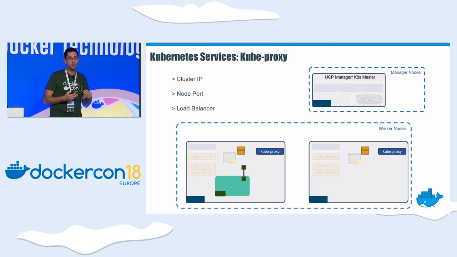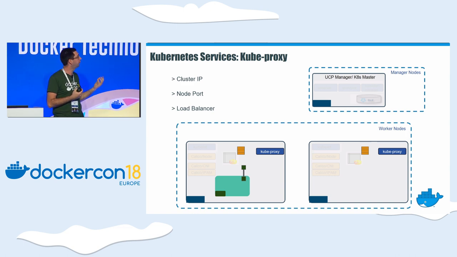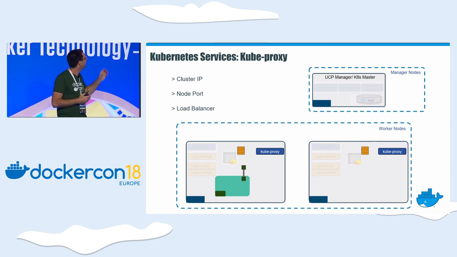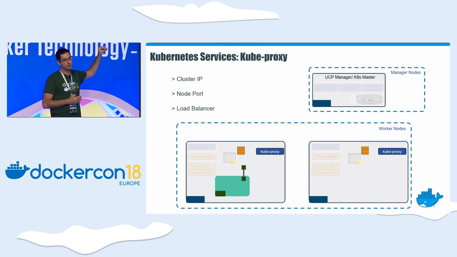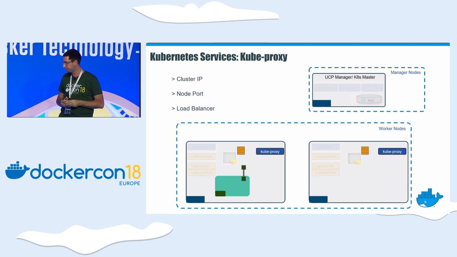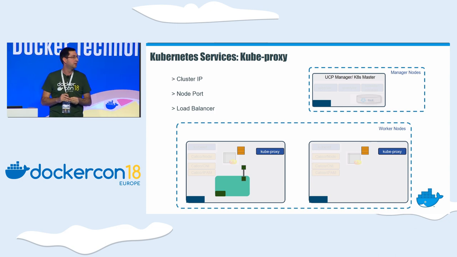The NodePort will use one of the ports on the node directly, and so use the IP address of the node on a specific port that we will define. It's in the range of 30,000. And when using this port, it will translate automatically directly to the IP address of the pod and the port of your application. The last service is the LoadBalancer.